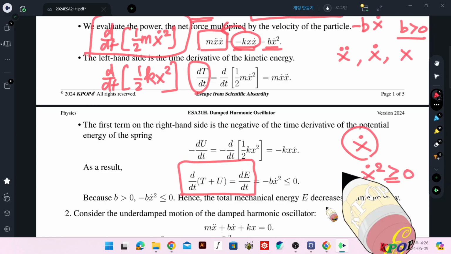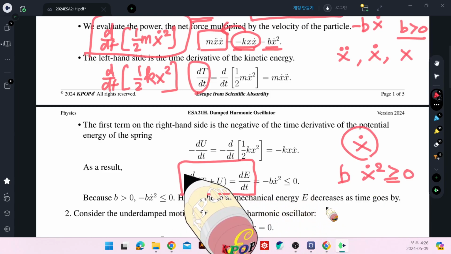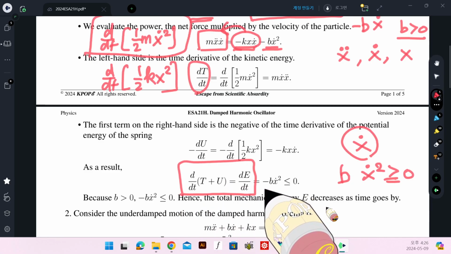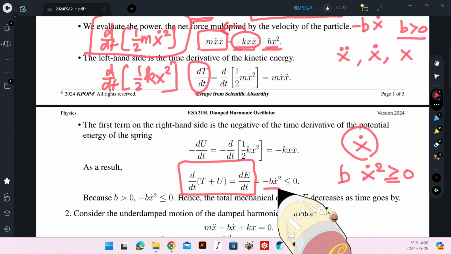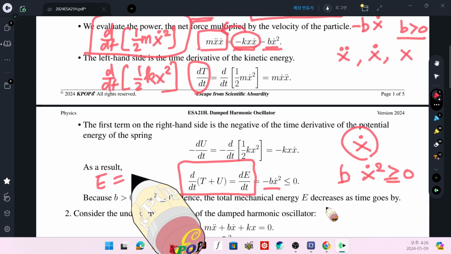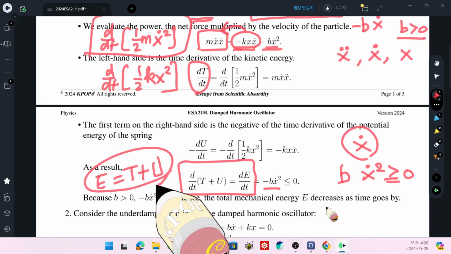If I multiply the damping coefficient b, that is positive definite, we find the time derivative of the total mechanical energy of the spring-mass system is negative. Negative means the total mechanical energy E, that is kinetic energy plus the potential energy, decreases as time goes by.